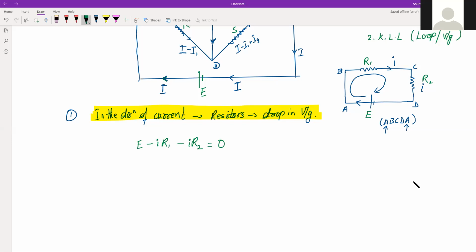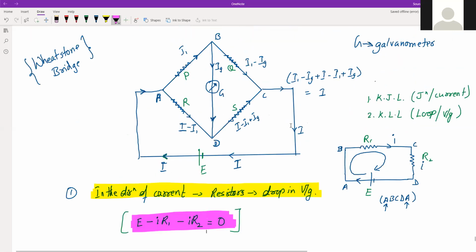Loops means closed path. For the time being, this is the simplest scenario of applying the voltage rule. We will see more complex scenarios when there are multiple cells in a loop. Right now, we limit ourselves to a single cell network, or a loop in which there is a single cell. So now this Wheatstone bridge is also like that.